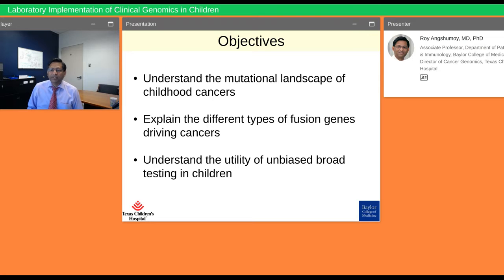So let me start with the objectives of this webinar today. If you're joining this webinar, I would expect that after this session you would have a good understanding of the different mutation landscape in childhood cancers as compared to adult cancers. I would focus on describing the structural variations, primarily fusion genes that drive different childhood cancers. And I would show some examples of the clinical implementation of genomics in children and how these can lead to broad utilization of these technologies in the clinic and provide useful biomarkers for cancer management.